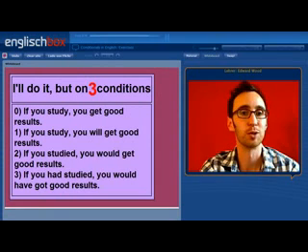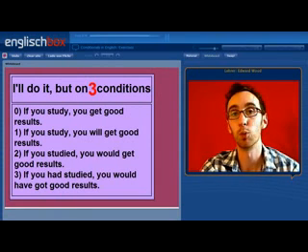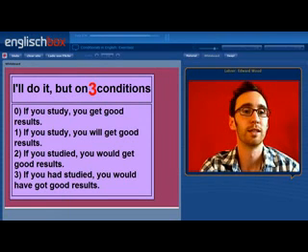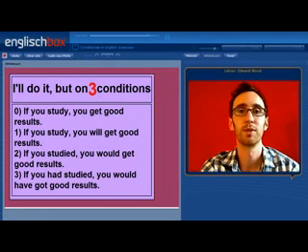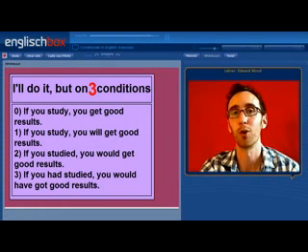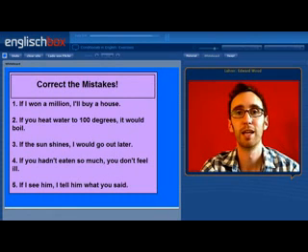Zero conditional, if you study, you get good results. First conditional, if you study, you will get good results. Second conditional, if you studied, you would get good results. And the third conditional, if you had studied, you would have got good results.